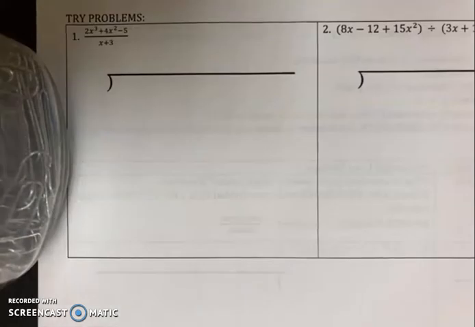If you're sitting in class right now, I would like you to try these 2 problems, and then let me know if you have any questions. If you're a remote learner, you're going to have to pause the video, attempt the try problems, and then hit play when you are ready to check your answers.